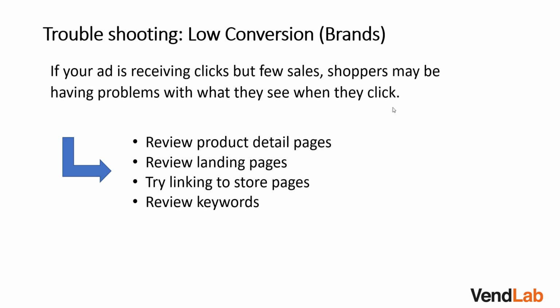Finally, if your campaigns have low conversion, that is, they're receiving clicks but generating few sales, it may be that shoppers are having problems with what they see when they click through to the landing page. You should review the quality of the product detail pages of your products. It could be that these are not providing enough information for customers. Review the landing pages that you're using. It could be you need to have a different selection of products, or you could try linking to store pages instead of custom landing pages. Also, review the keywords that you're using. Are the keywords relevant to the products that the customers are seeing when they click through?